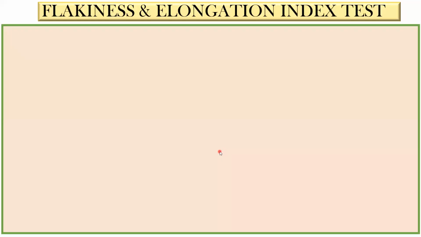Hello learners, in this lecture we will see how the flakiness and the elongation index test has to be done. So why does this test have to be done? Because we have already seen that whenever we use coarse aggregate, we always make sure that we are using either an angular aggregate or a rounded aggregate. And we have seen that flaky and elongated aggregates are not used in construction unless they are within the limit. Now how to find that within the limit, we are going to understand with the help of the test called flakiness and elongation, right?